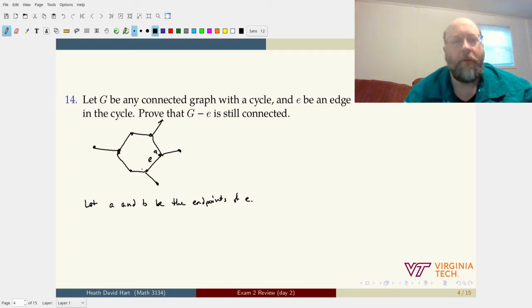So here are my two endpoints, A and B. Okay, all right. So in order to be connected, we have to have a walk from any vertex to any other vertex.